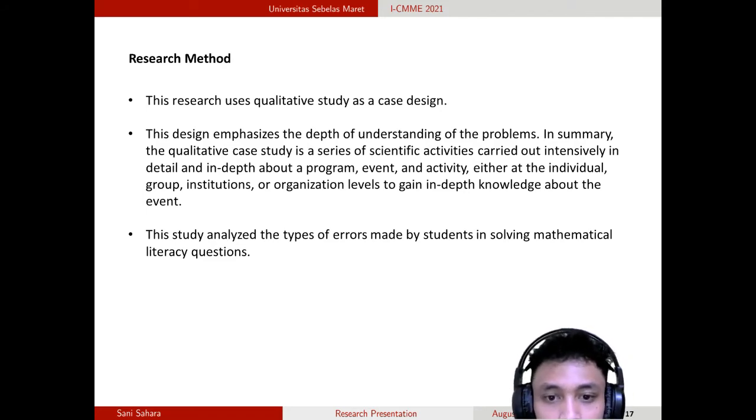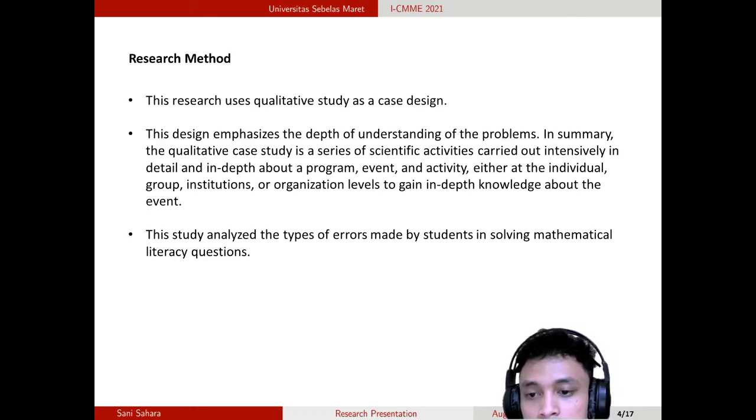This design emphasizes the depth of understanding of the problem. In summary, the qualitative case study is a series of scientific activities carried out intensively, in detail and in depth, about a program, event, and activity either at the individual, group, institution, or organization level to gain in-depth knowledge about the event. The study analyzed the types of error made by students in solving mathematical literacy questions.